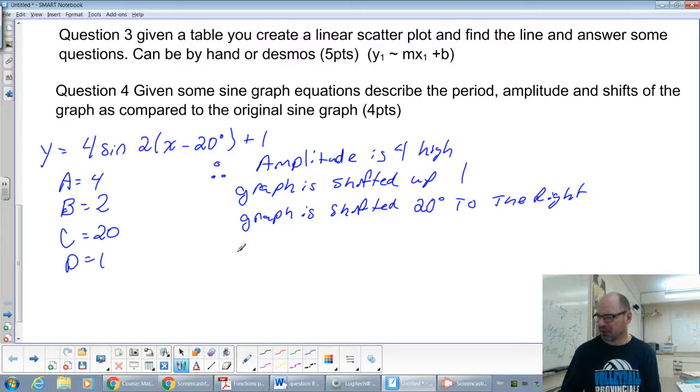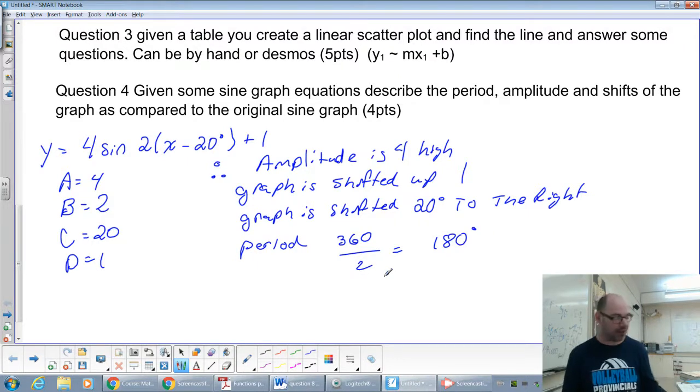Okay, and the last one we can say is that the period is going to be 360 divided by B, or 180 degrees. Okay, both of them are in degrees. I didn't use radians for that. Okay, so something like that. That would be number 4, and that's worth 4 points.